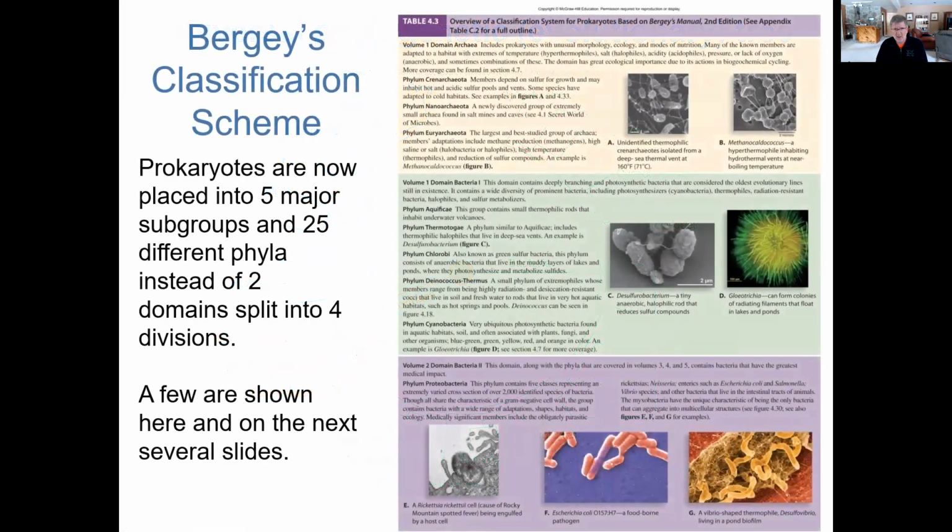So back to Bergey's Manual for just a moment. What Bergey's generally does is it takes the prokaryotes and breaks them up into 5 major subgroups. And within each subgroup, we have various phyla. Now, this is a plural term. If I'm talking about one, I would use the term phylum. Okay.